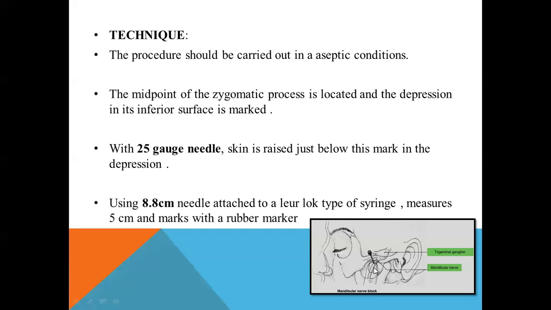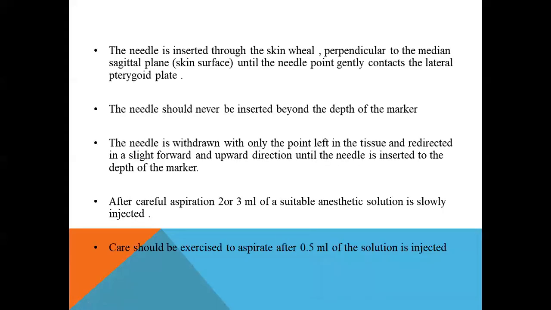Using an 8 centimeter needle attached to the Luer-Lok type of syringe, measure 5 centimeters and mark with the rubber marker. Out of the 8 centimeter needle, you have to mark 5 centimeters with a rubber marker and insert the needle into the depression below the midpoint of the zygomatic process. The needle is inserted through the skin wheal perpendicular to the median sagittal plane until the needle point gently contacts the lateral pterygoid plate. The needle should never be inserted beyond the depth of the marker. It means that beyond 5 centimeters, the needle should not be inserted.